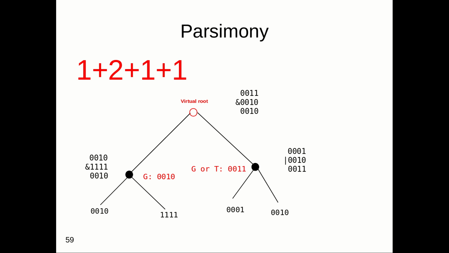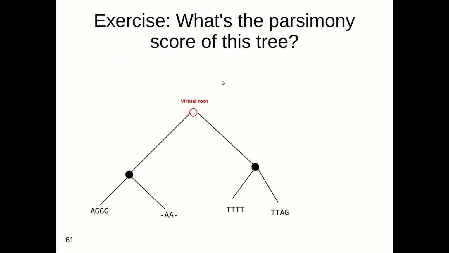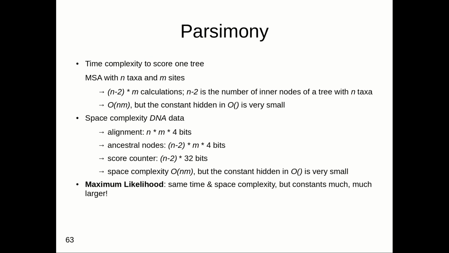So we do this calculation here. And then as we're done, we just take the sum over the per-site parsimony scores and see that the overall parsimony score for this tree is 5. Right. So here's an exercise for you. You should take your pen and paper out again and pause the presentation and try to calculate the parsimony score of this tree here. So assuming that you've done that, here's the solution. The overall parsimony score of this tree is actually 6.